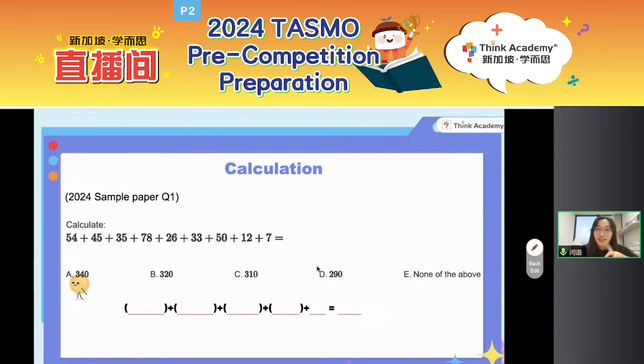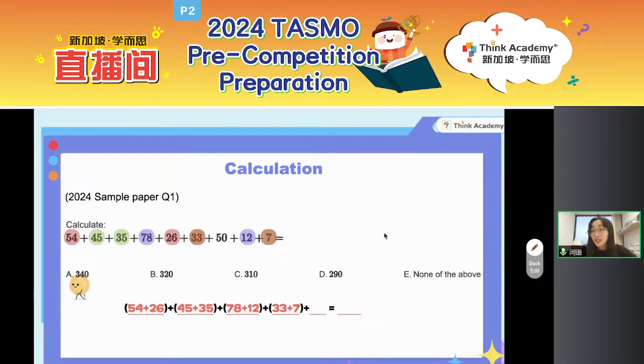What should we do first? Observe, okay? Now you can see that 54 and 26, the last digit can make a 10, okay? So here, 54 plus 26, we just group it. And then for the next group, that is 45 and 35, right? So again, let's try to group them. By the way, do you know what is the meaning of the bracket? That is, you just put these 2 numbers as a group, okay? And then following this, we have 78 and 12. 78 plus 12, okay? And then move on, we have 33 plus 7.